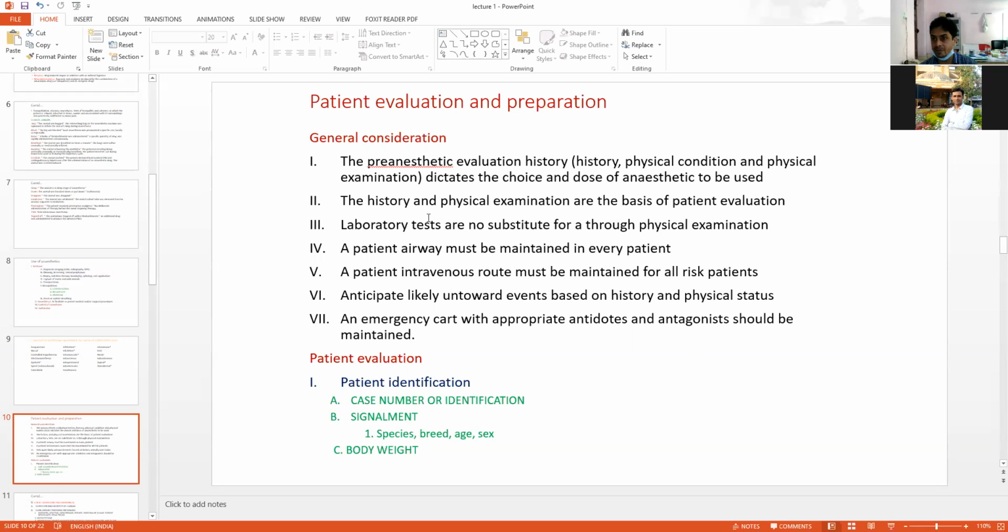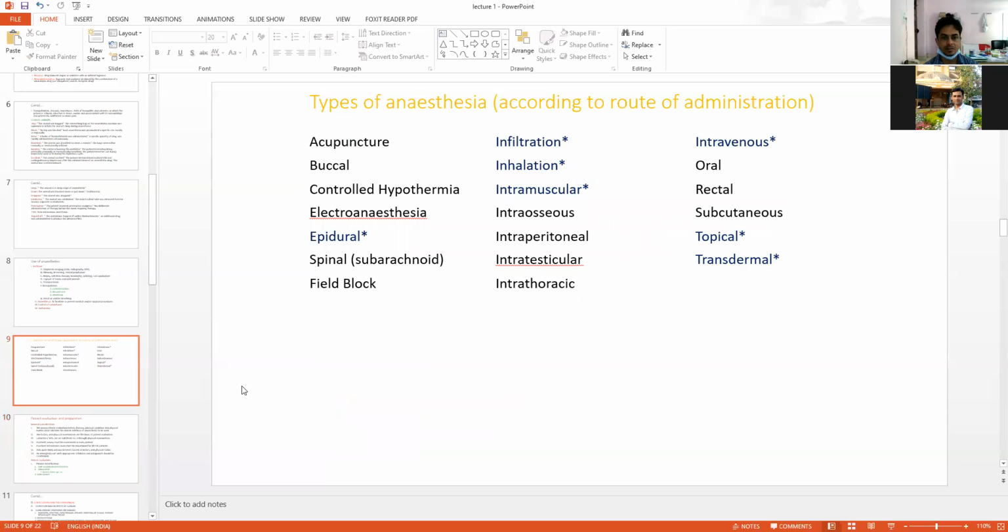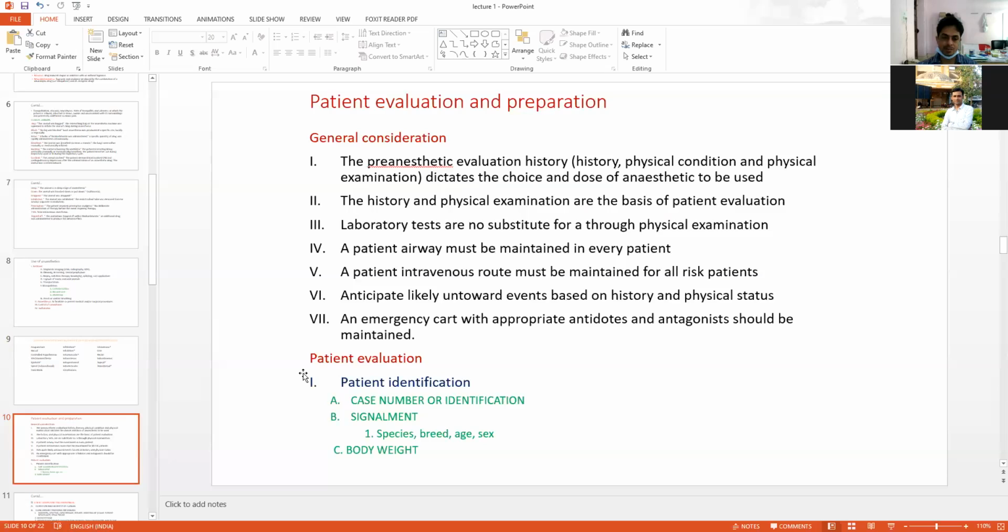Why are physical status and history important? Because, as I have discussed, every anesthetic has some side effects, so you have to note down all this history and the physical status of the animal, whether the animal is obese or lean and thin. These two different conditions require different types of anesthetics and anesthesia. And an emergency card with appropriate antidote and antagonist should be maintained before going, if possible. If you have an antagonist for whatever anesthetic you are using, keep that antidote ready at the time of administration of anesthesia.